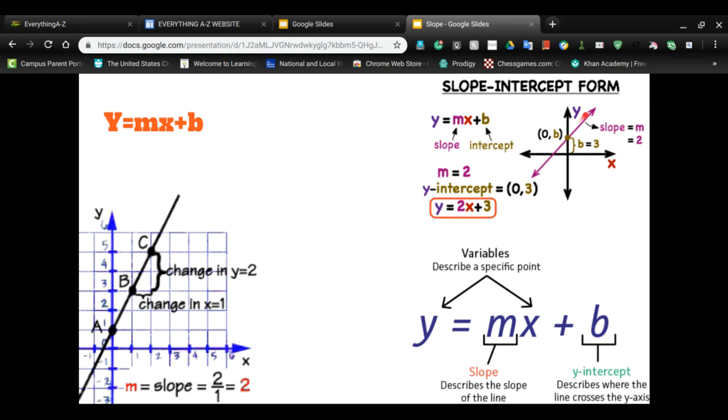and the slope of the line is 2. You can't really see all the points on this line, but just an assumption, the slope of the line is 2. So the equation is y equals 2x plus 3.